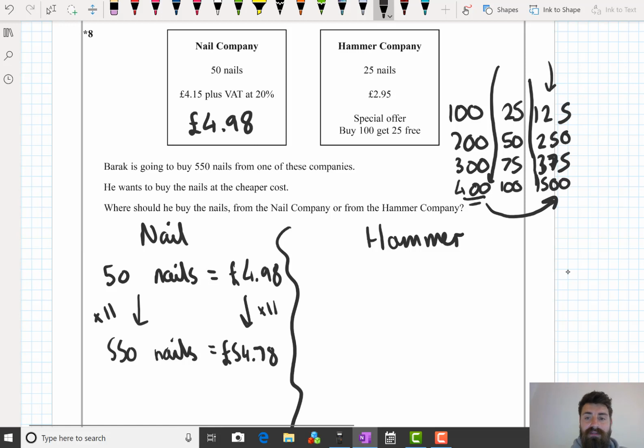Now you need to buy another 50 nails, but there's no offer here because it just says only for every 100. So you're going to need to buy 400 nails to actually get 500, but we're going to need another 50 nails because in total that would actually be 550 nails, so we need to buy 450. So we need to buy 450 nails.